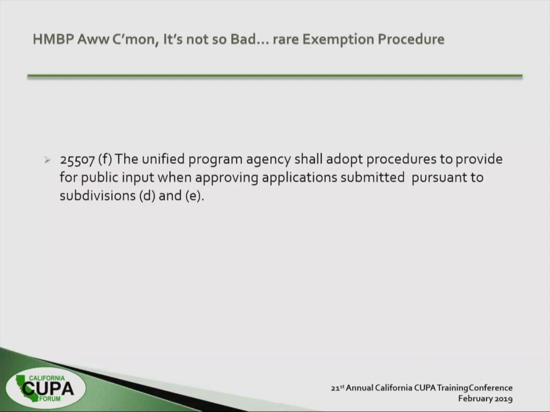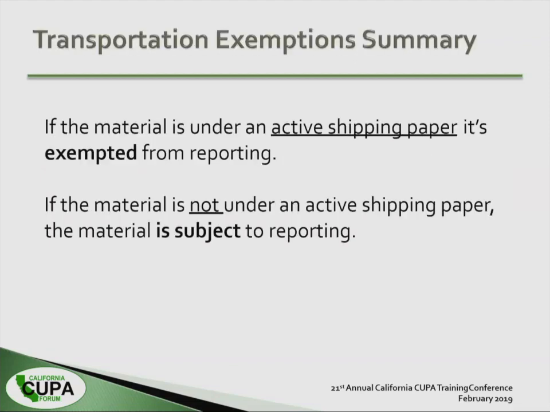There are some procedures required for the facilities and the agencies to follow if you want to apply for these 3 exemptions. One is the agency itself. The other one is just the local department that regulates you. So the bottom line, if a material is under active shipping paper, it is exempted from reporting. If the material is not under active shipping papers, it is subject to reporting.